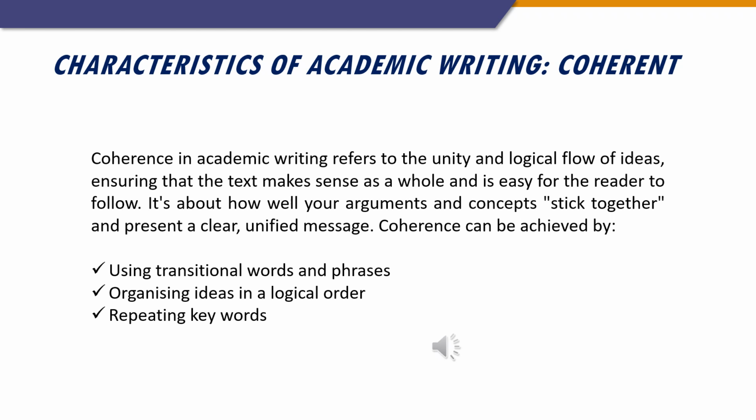Coherence in academic writing can be achieved by using transitional words and phrases. For example, we can use moreover, furthermore, for instance, for example, however, etc., and other types of transitional words to link different sentences and also different paragraphs.